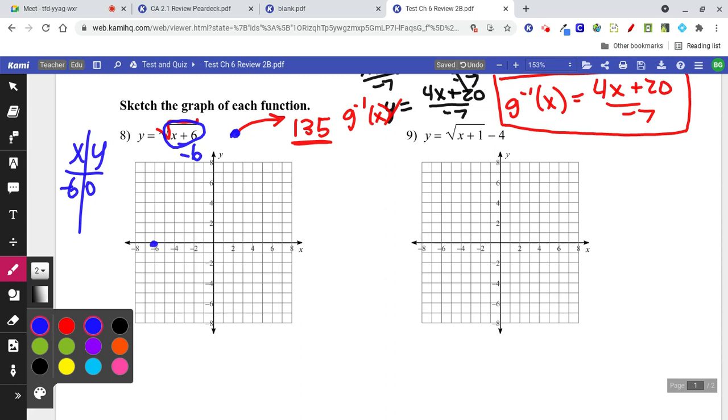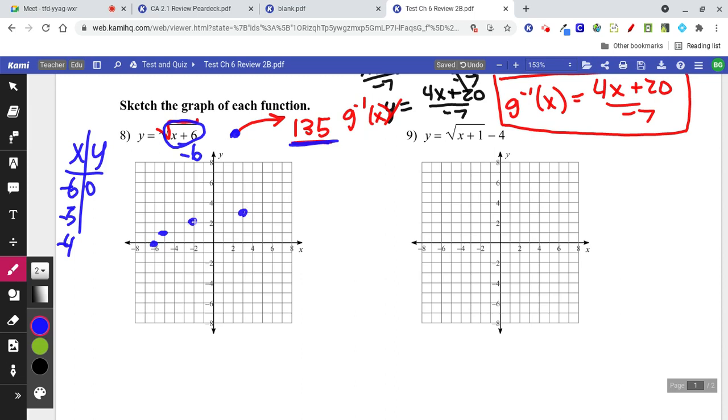Now, what you could do if you want is plug in some more numbers, but I don't want to do that. I want to use this pattern. I know it's a 1, 3, 5. I know what the graph looks like. It's a square root. It's an eyebrow. So I'm going to go over 1 and up 1, over 3 and up 1, over 1, 2, 3, 4, 5 and up 1.